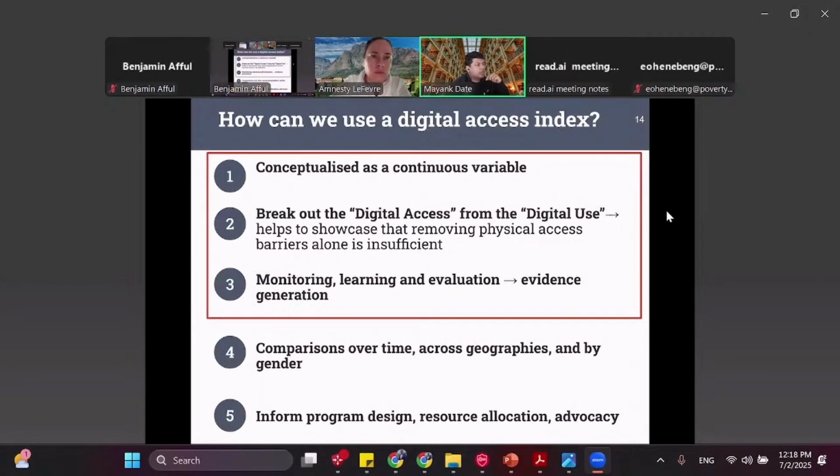And the score can also be used as a measure for outcomes. Going forward, implementing this index in future studies would likely reveal interesting comparisons over time, geographies and populations, and those results would likely inform program decisions, design, resource allocations, and advocacy.